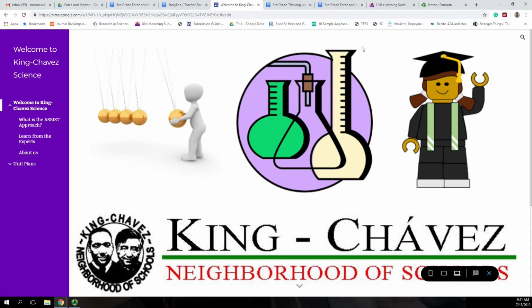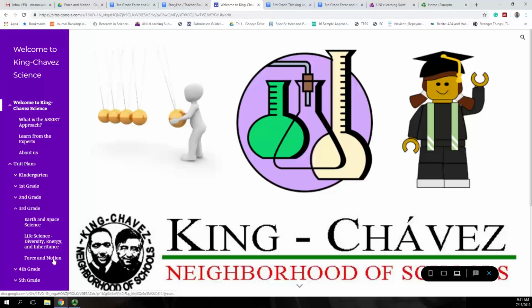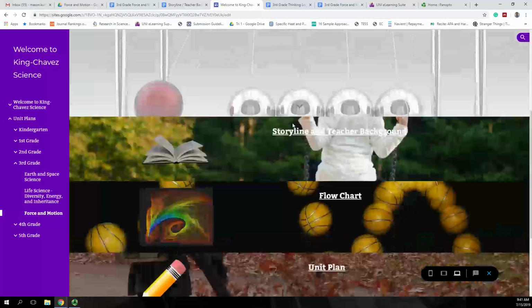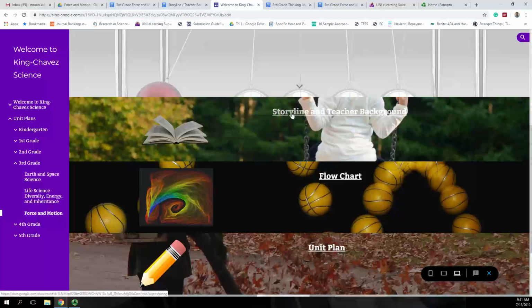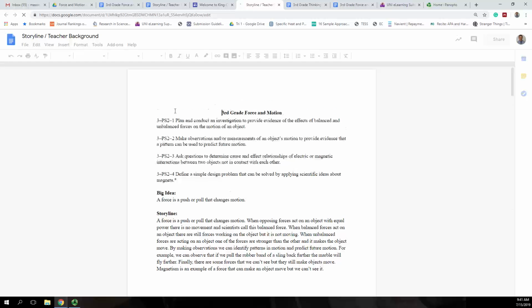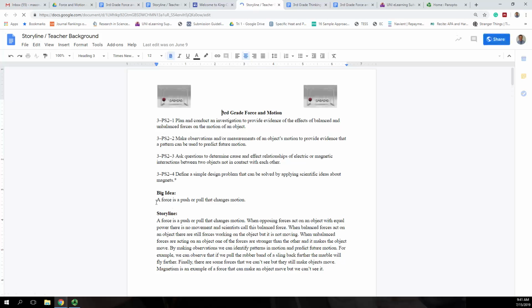Before you teach the lesson, though, there are a couple helpful resources on your website. If you go over here to unit plans, this one's third grade, Force in Motion. I highly suggest looking at the storyline and teacher background first, so you can get an idea of the bundle of standards for your unit. This is your big idea: a force is a push or pull that changes motion.